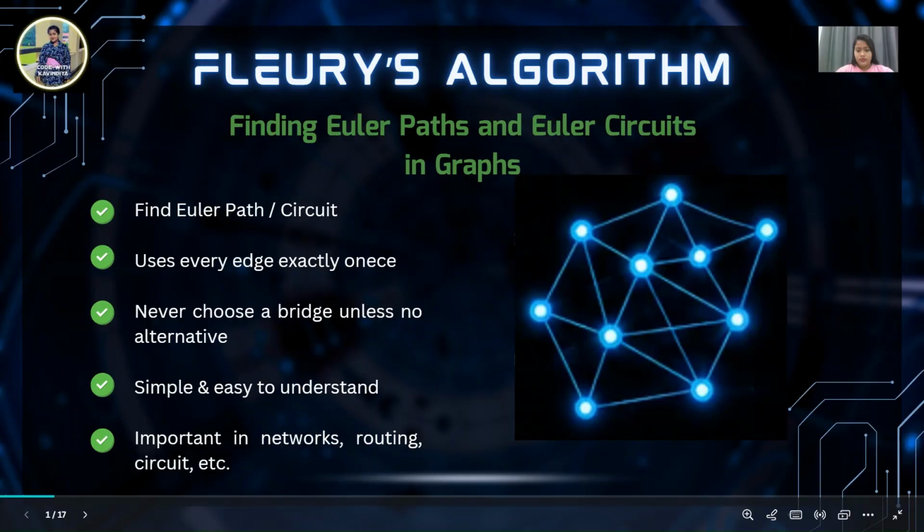Today I will explain Fleury's algorithm, which is a graph traversal algorithm used to find Euler paths and Euler circuits. This algorithm is simple, easy to understand, and has important applications in network routing, circuit design, and route planning. Let's begin by understanding the basic concepts behind the Euler paths and Euler circuits.